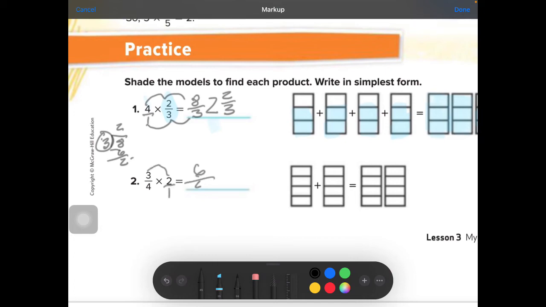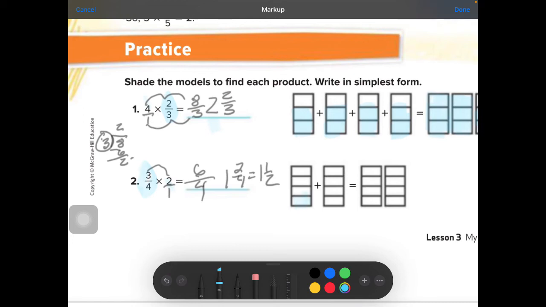Number 4, 3/4 times 2. So 3 times 2 is 6 with a 4 on the bottom. 4 will go into 6 once with 2/4, but then it will be simplified to 1 and 1/2. So we got to keep our mind open for that one.